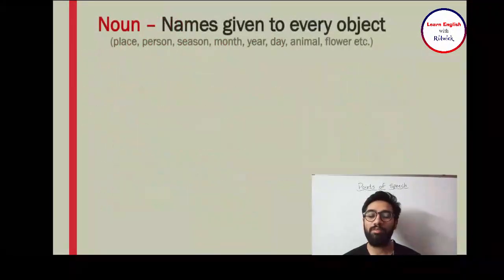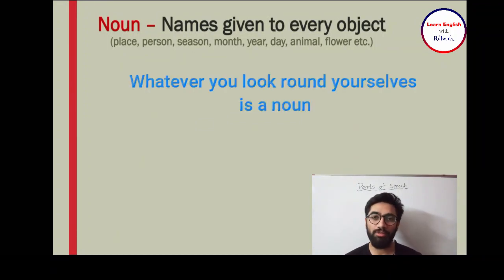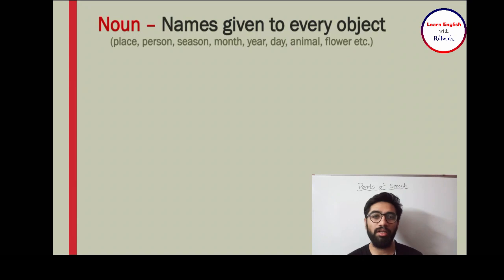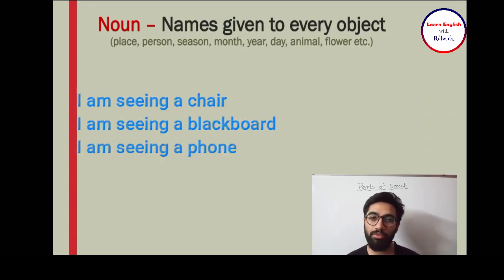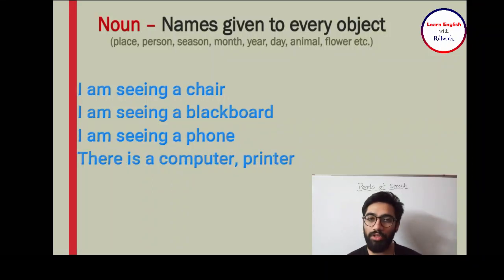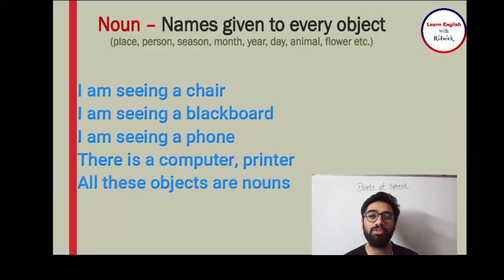Moving ahead, the second comes noun. Now the definition of noun is very simple. Everything you look around is a noun. So what I'm looking around in my class is I'm seeing a chair, a blackboard, a phone, there is a computer, a printer. All these objects are nouns.